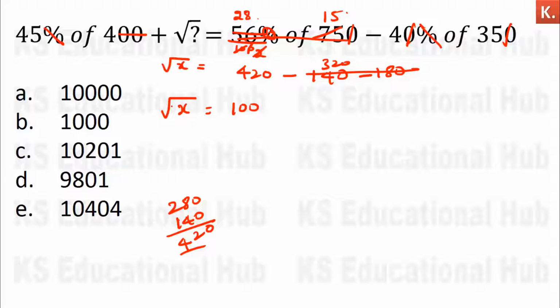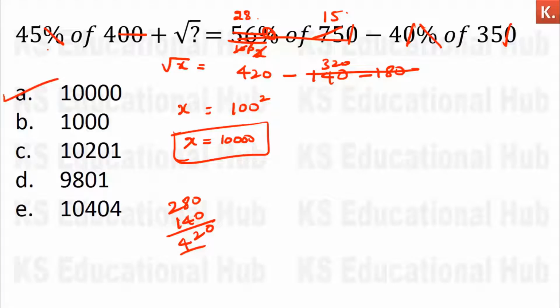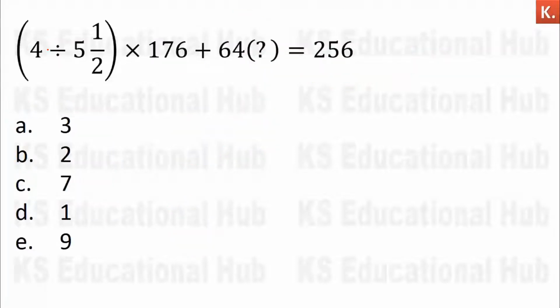Square root is nothing but x to the power 1 by 2. If I transfer this 1 by 2 to the other side, that becomes 2 by 1. So x is equal to 100 squared, so x is equal to 10,000 has to be the answer. That is option A here. So it is a lengthy explanation, but you have to do all this in the exam. Okay, let's check out the next one here.